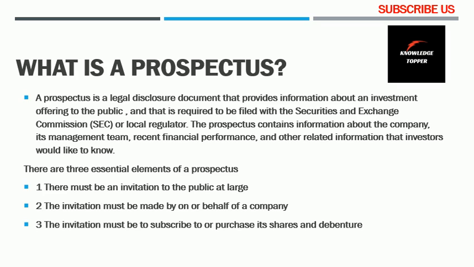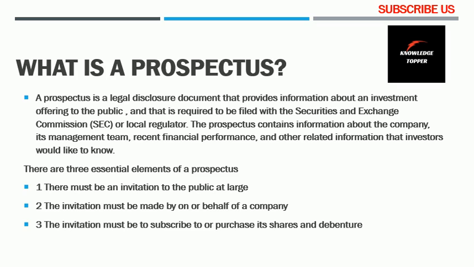Now we talk about the three essential elements of a prospectus. Number one, there must be an invitation to the public at large. The second one, the invitation must be made by or on behalf of a company. The third one, the invitation must be to subscribe to or purchase company shares and debentures. So a prospectus must include these three essential elements.